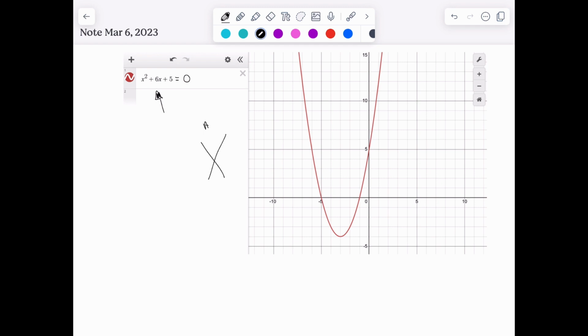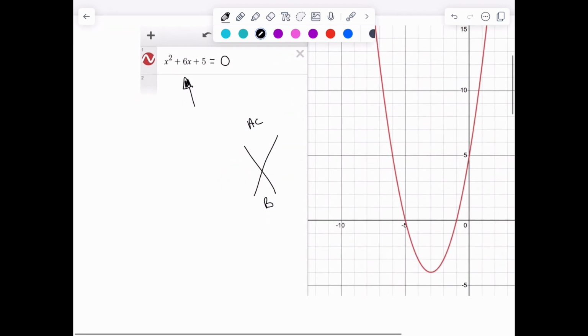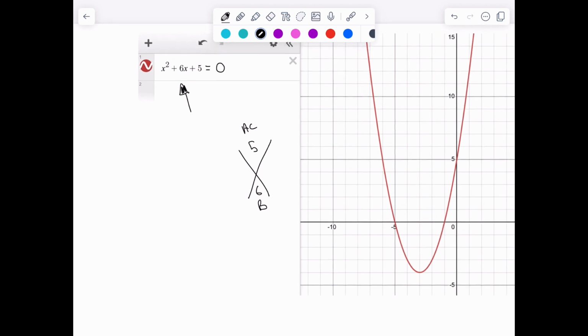You do your A times your C up here, your B right there. No difference. A times C is 5, B is 6. Looking for factors of 6 that when added give me 5. Great. That just happens to be 5 and 1, right? So remember if A equals 1, then you're pretty much done here. You can put these two binomials as so.